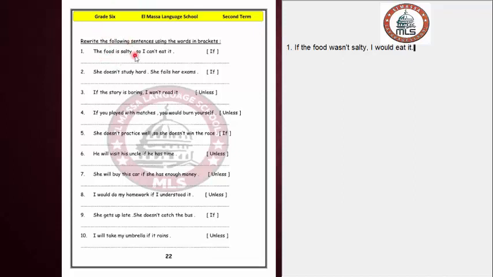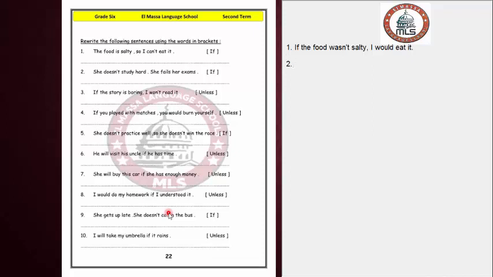These two sentences are in present simple. So, to express something that is not true, we use the second conditional. So we use the past simple and in the second clause would plus infinitive. If the first clause is affirmative, we use the negative form, wasn't. If the second clause is negative, we use the affirmative form, I would eat it. So, if the food wasn't salty, I would eat it. Okay?